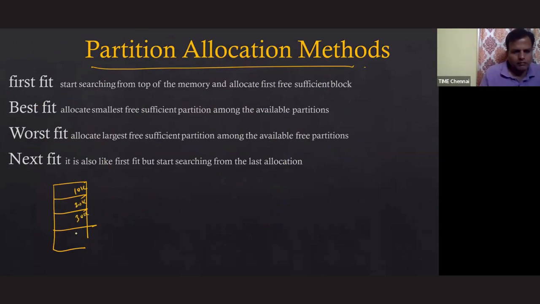20K, 30K, 40K. Though I'm writing K, assume KB, because it will take some time for me to write it in. Okay, so KB. Next one. These four partitions are there.